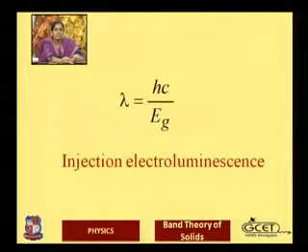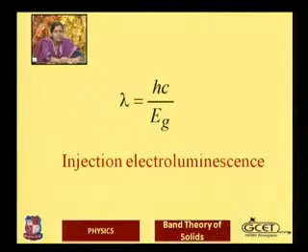So what is the basic principle? It says that LED emits light in the visible region. So that means that there should be one particular lambda for which the LED emits the light, and it is actually lambda equal to hc upon Eg. Now what is Eg? Eg is called the energy band gap that we have studied in the last lecture. The injection electroluminescence is the basic principle of LED.